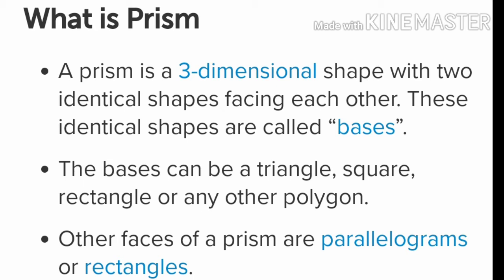Now, what is a prism? A prism is a 3D shape with 2 identical shapes facing each other. These identical shapes are called bases. The bases can be triangle, square, rectangle or any other polygon. Other faces of a prism are parallelograms or they can be rectangles.